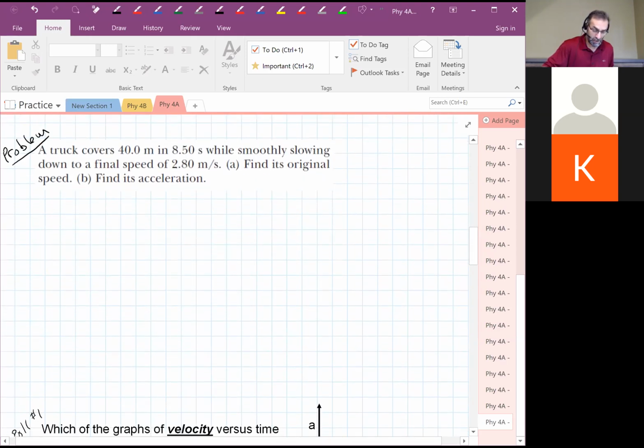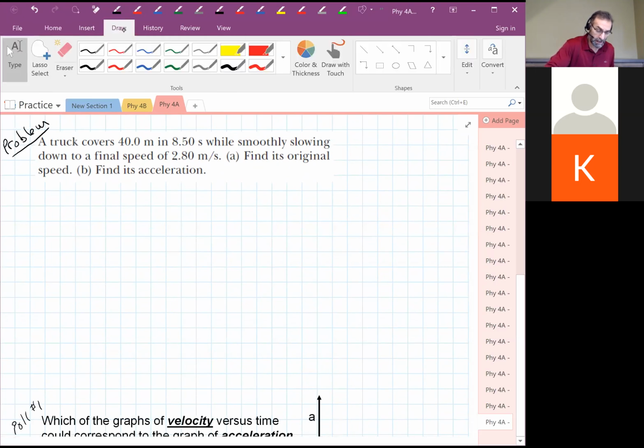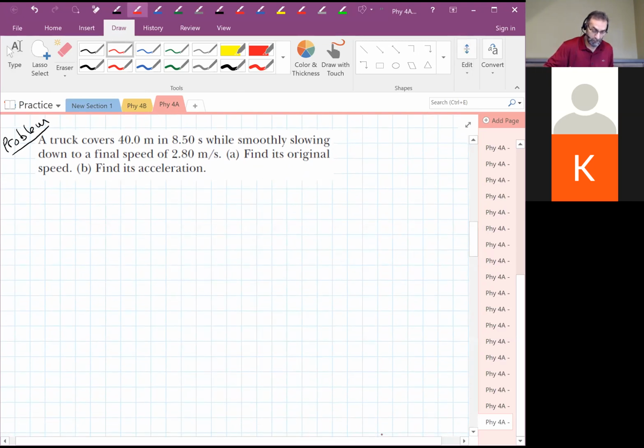Okay, so we're gonna tackle this problem. We've got a car or a truck, I guess it is, moving, and it's slowing down. So we're given some information. Over a 40-meter period, the whole thing takes 8.5 seconds, and it smoothly slows down. That means constant acceleration. You have to learn some of the secret words there in physics problems. Smoothly slowing down means constant acceleration. And it ends up with a final speed of 2.8 meters per second. So we want to find the original speed and the acceleration.